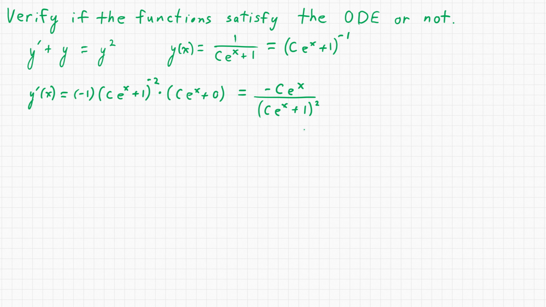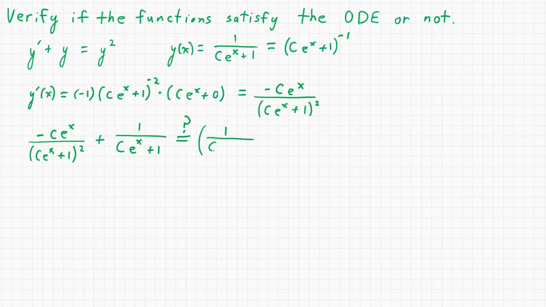Right, now we get to plug it all in. So we've got the y prime, which I've just computed: negative c e to the x over c e to the x plus 1 squared. Then I have plus y, the original function, plus 1 over c e to the x plus 1. And I want to know, does that equal the original function squared? So I have 1 over c e to the x plus 1, the whole thing squared.